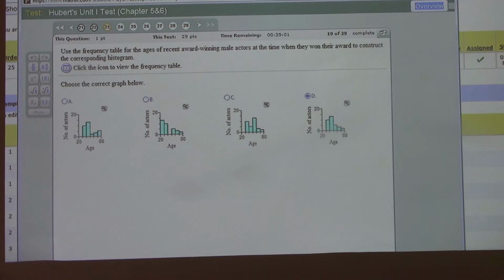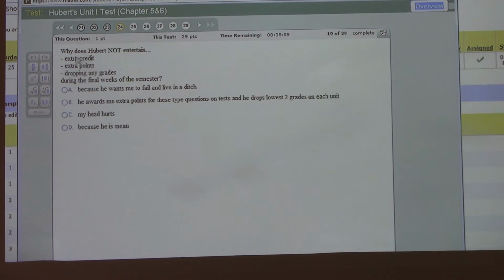Next question. Why does Hubert not entertain extra credit, extra points, and dropping in any grades during the final weeks of the semester? B. You sure? Let me read it again. It's the only answer that would make sense. Because he's mean. Hey, you're catching on! I just think all the questions should be like these. Some people get them wrong.